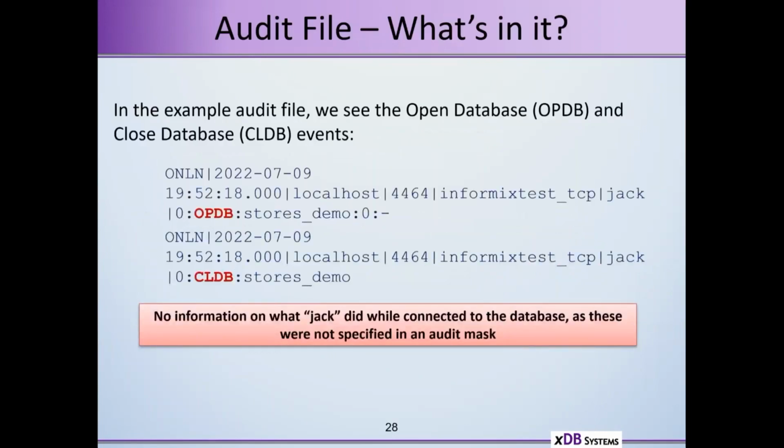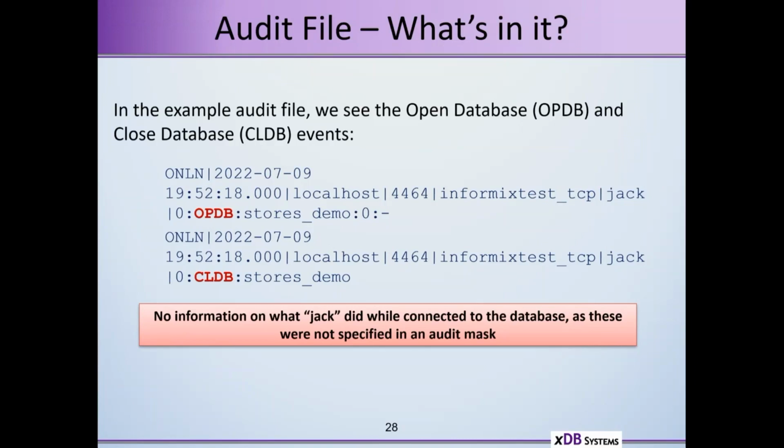Now let's look at the events that are logged in our file in detail. Here I've got an example of a user Jack. We're tracking the open database and close database events. So here's the string that is written to the file. And as I've highlighted here, here's the event that triggered this entry in the file. So we've got an open database and a close database.